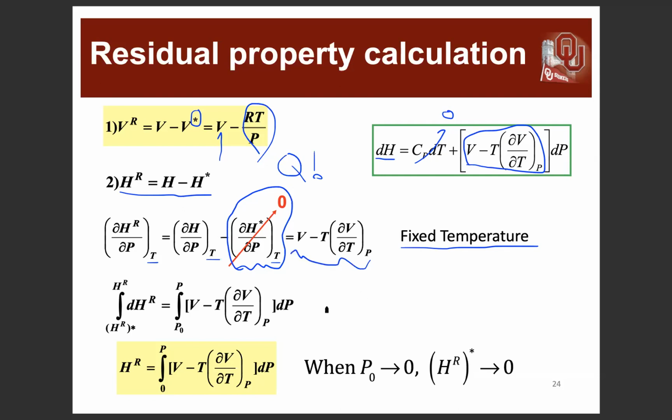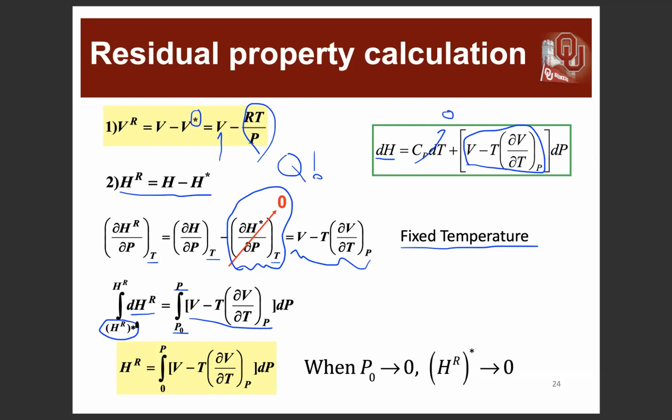Okay. So now in order to evaluate this residual property, we just take the integration on both sides from P naught to P. And we have the equation to evaluate HR. And of course, we need to figure out, like I have on the previous slide, what was my initial HR at this zero pressure.